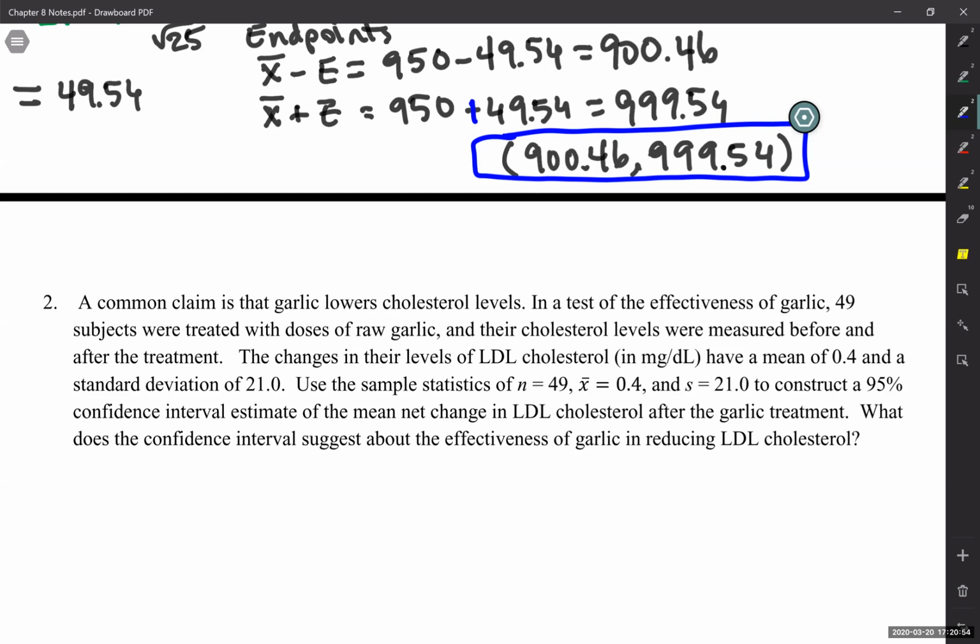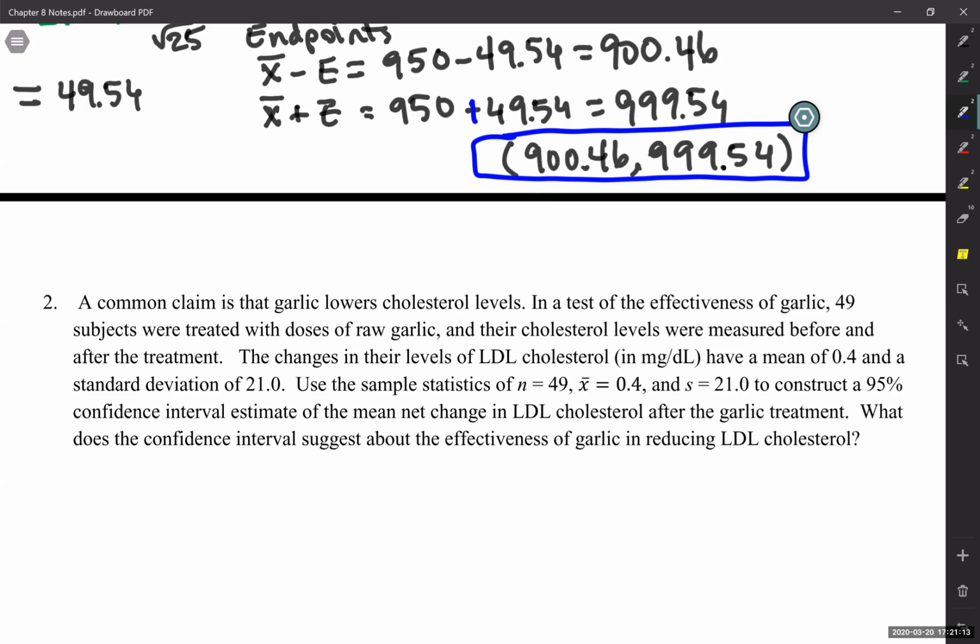When you get to the 8.3 worksheet, I have them a little mixed. I didn't label them, so you're going to be determining which ones are mean and which ones are proportion. And if you watch that video, I will talk about how to pick up on clues in the problem.